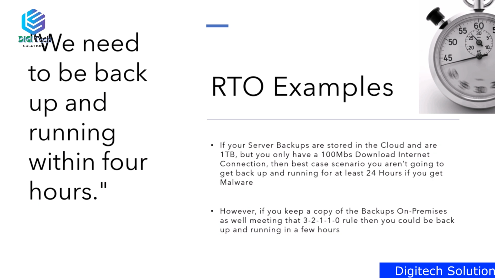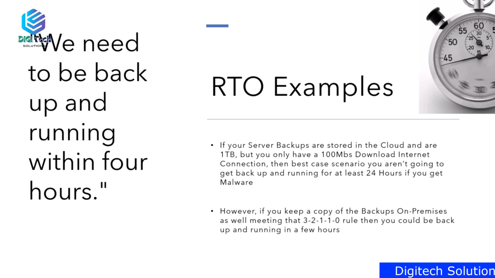If we take a look at another example, because I think examples are definitely the best way to firm that understanding of RPOs and RTOs, let's say you've got a server and you're storing all the backups in the cloud. You're not meeting the 3-2-1-1-0 rule and you're just storing the data straight up into the cloud, and it totals about 1 terabyte worth. If you've only got a 100 megabit download internet connection, then the best case scenario is you aren't going to get back up and running for at least 24 hours if you were to be affected by some sort of malware or some sort of ransomware situation.